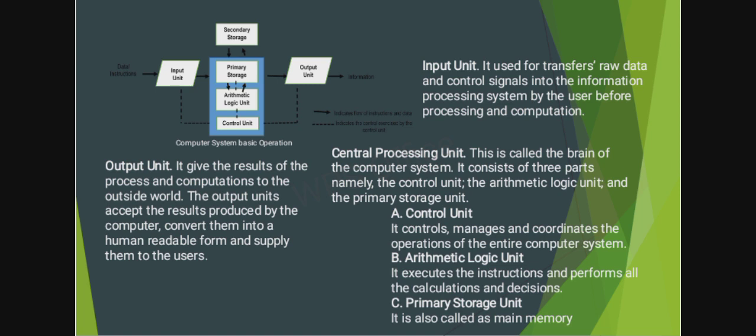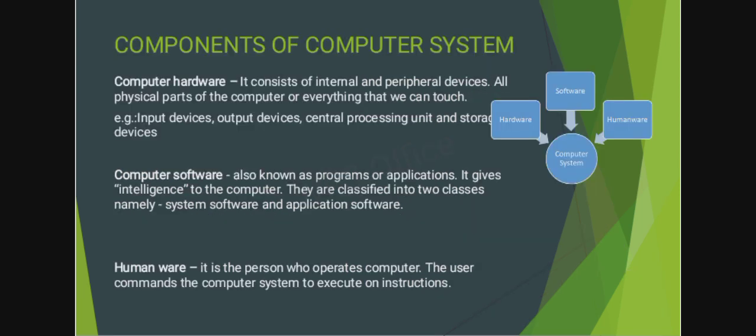The central processing unit is called the brain of the computer system. The control unit controls, manages, and coordinates the operation of the entire computer. The arithmetic logic unit executes the instructions and performs all the calculations and decisions.